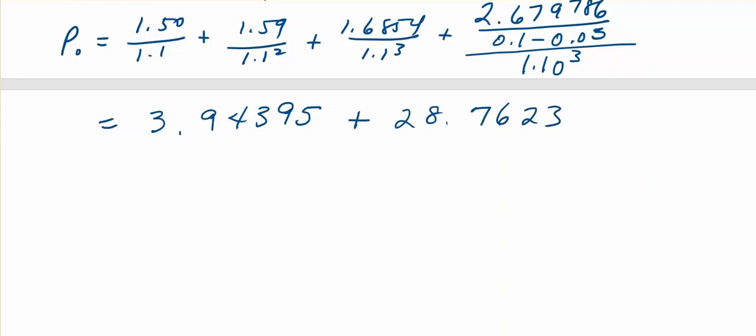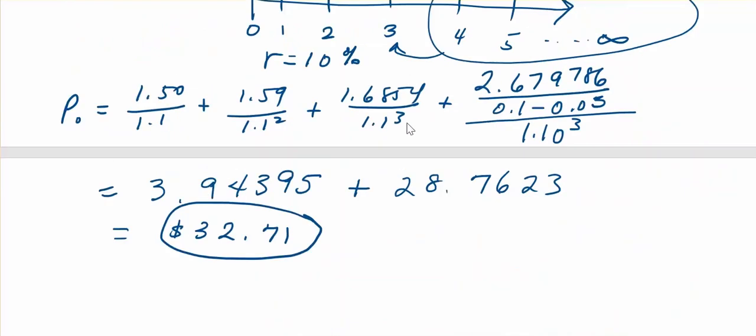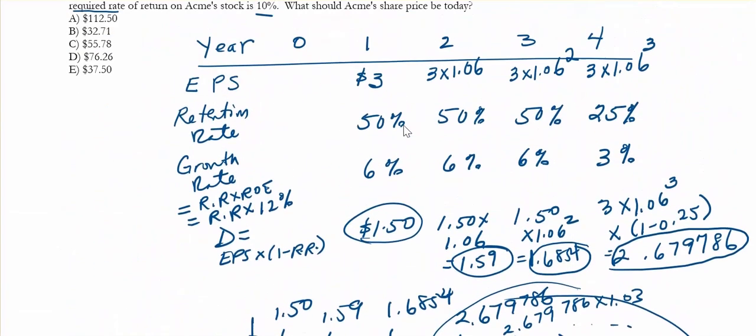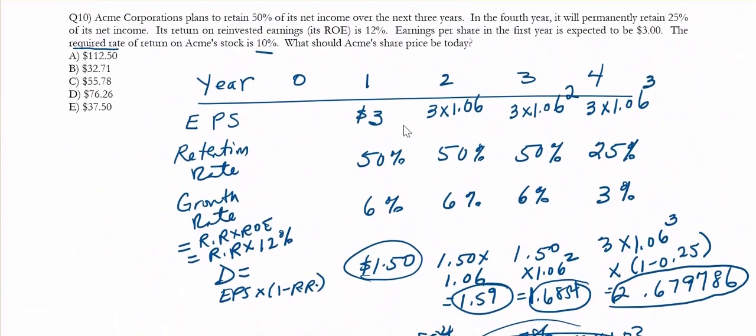and a fraction. Add the two together and we get $32.71. And we go select the answer and we see that it's there.